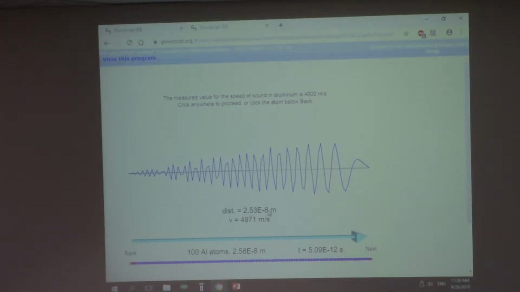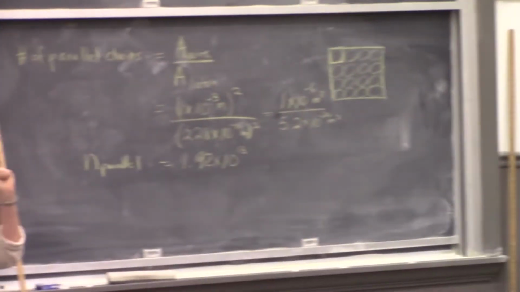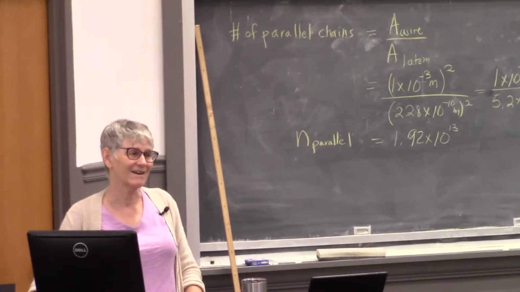It divided the distance by the time, and so the speed of sound was 4,971 meters per second, which isn't very accurate because it depended on me clicking, among other things. But actually, the measured value for the speed of sound in aluminum is 4,800 meters per second. So for a simple model, with a very rough determination, that's not bad at all.